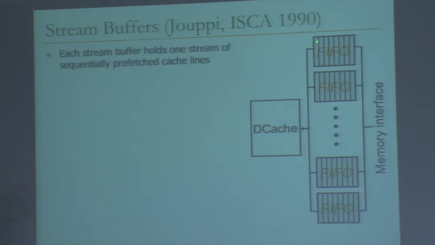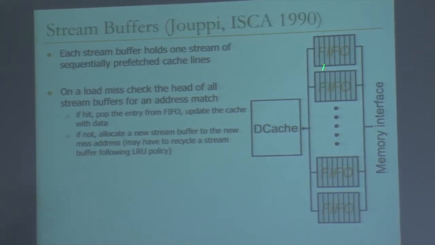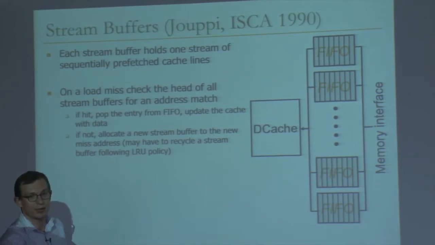Each stream buffer holds one stream of sequentially prefetched cache lines. In this case, I believe it's 8. If you have a load miss, you check the head of the stream buffers for an address match. Let's say you have a load miss on address A. You check the stream buffers for an address match. If it matches, you get the data from there, pop the entry from this FIFO, and update the cache with the data. If there's no match, you allocate a new stream buffer to the new miss address, and you may have to deallocate one of these streams if they're all being used.